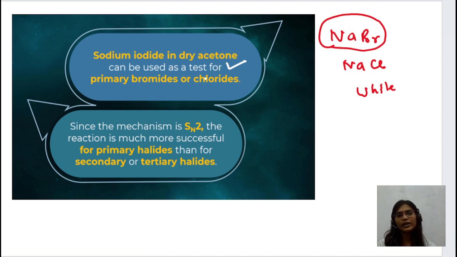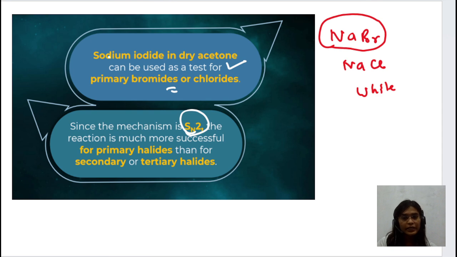Okay, this is very simple. Sodium iodide in dry acetone can be used as a test for primary bromide or chloride, since it follows the SN2 mechanism. I hope this point is clear for everyone. Why SN2? Because we are using acetone, which is a polar aprotic solvent. If you don't know what SN1 and SN2 are, please watch the recorded classes on reaction intermediates.